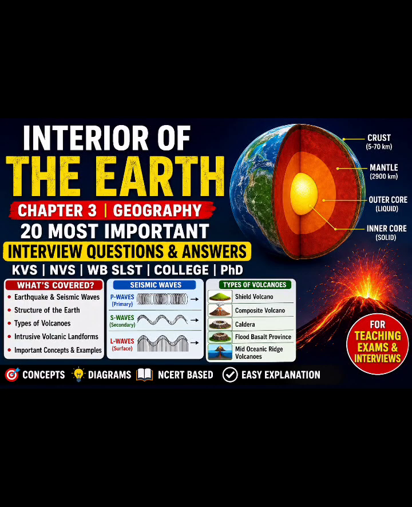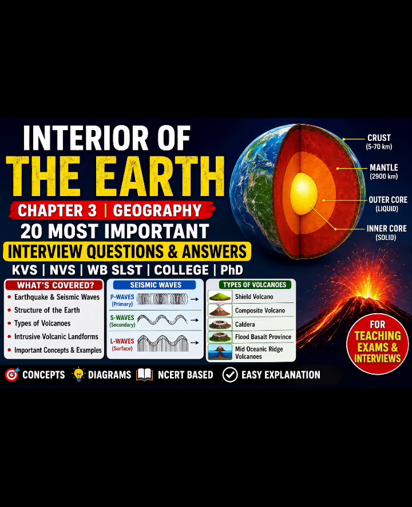Next question, which source gives the most authentic information about the Earth's interior and why? So seismic waves provide the most authentic information because their velocity and direction change when they pass through materials of different density and composition. Thus, they help us infer the internal structure of the earth.